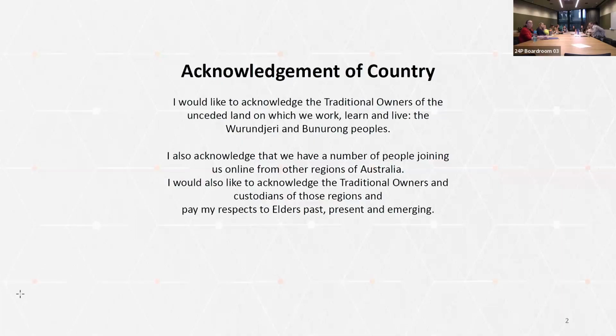Acknowledgement of country. Have you done that yet? Done it multiple times today. Okay. Feel free to, sorry, it's me for today, so feel free to do it. All right, I just want to acknowledge the traditional owners of this unceded land on which we work, live, and play. Not play, maybe we play. We live, work, learn, and live. I'm sorry, it's been a long day for me too. We want to pay our respects to the elders past, present, and emerging, and for those of you online who may be joining from other parts of Australia.